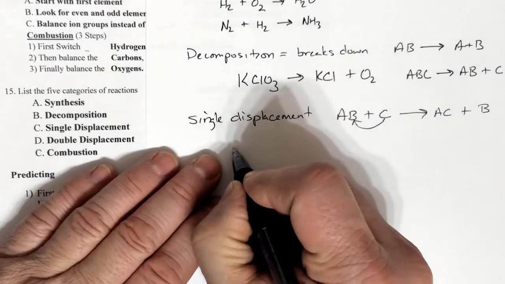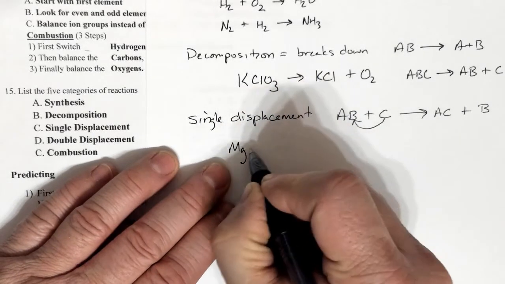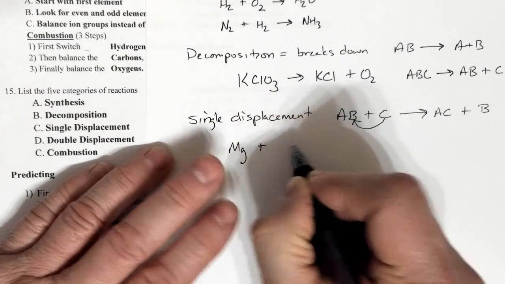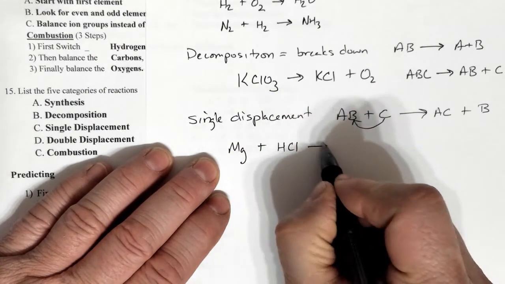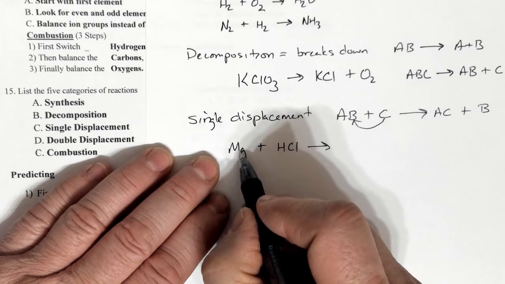I'll give you an example. Here is magnesium, and when you put magnesium into an acid, HCl, what happens is the magnesium is very aggressive.